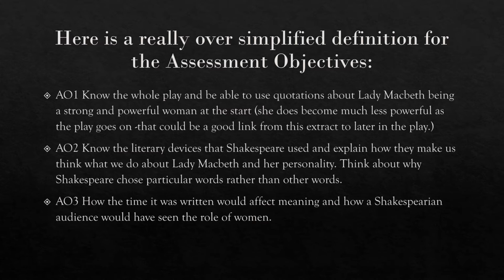AO2 is knowing about the literary devices that Shakespeare used and explaining how they make us think what we do about Lady Macbeth and her personality. So we need to be able to identify if it's a soliloquy, if it is imagery, if it's dramatic irony, all those keywords, and we say Shakespeare uses.